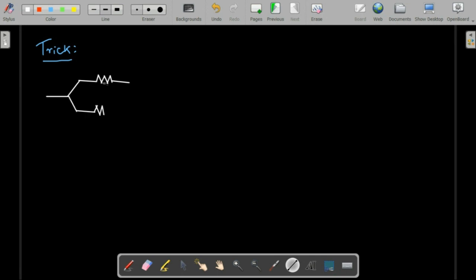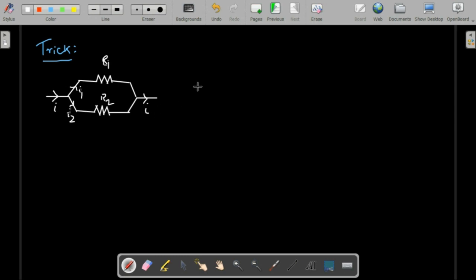This is the previous case. We are just going to write down the general form for this now. So these are my two resistors. We have got a current I, so that means it gets divided into I1 and I2. We've got the resistors as R1 and R2, and then finally we have got the current as I.